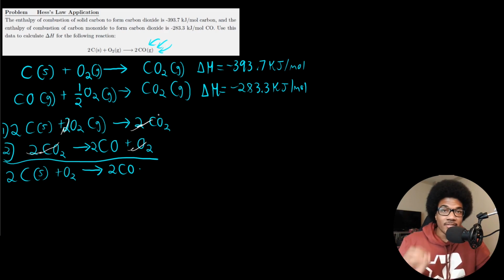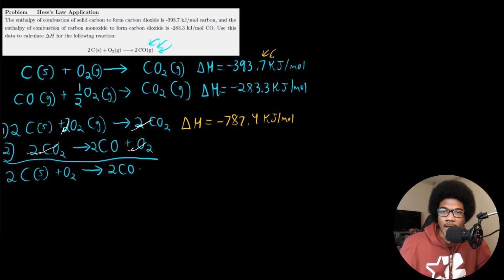right? So each step, we actually already have the enthalpies necessary to solve for each of these steps, right? So this reaction is the same as this one, except everything's been multiplied by 2. So all we have to do is multiply this enthalpy by 2 in order to get the enthalpy for that reaction. So the enthalpy here is going to be equal to negative 787.4 kilojoules per mole. And that's just this enthalpy multiplied by 2, right? Since we multiplied everything by 2 here.